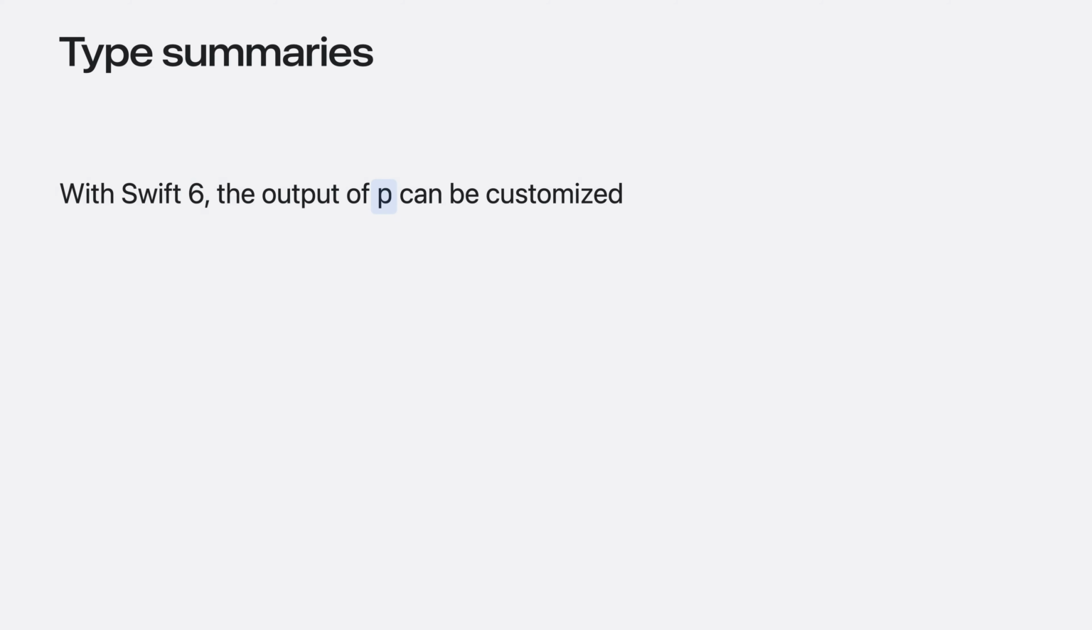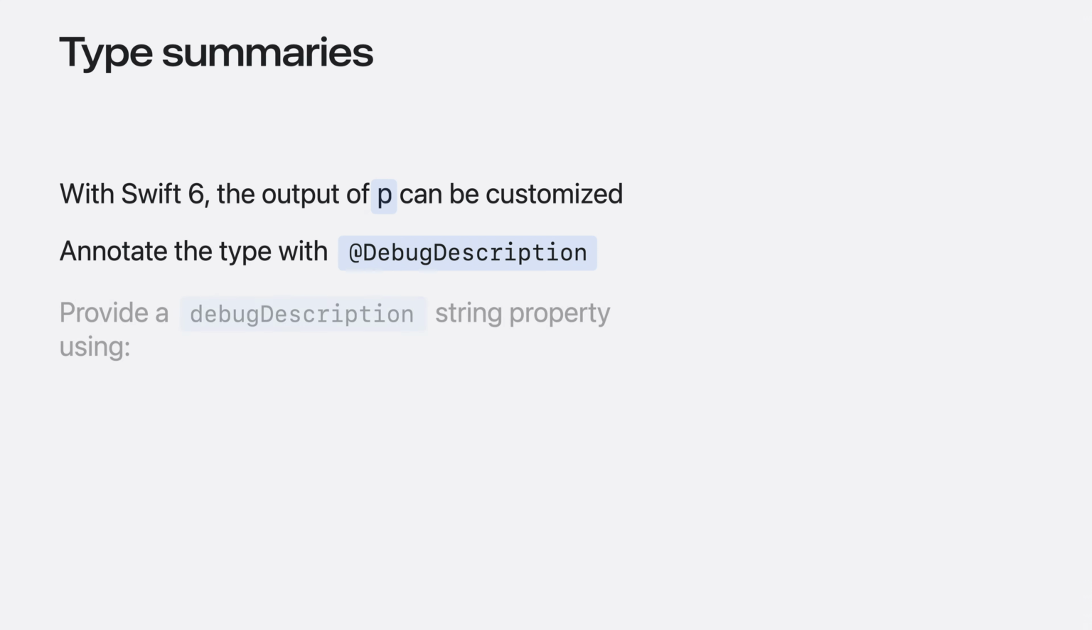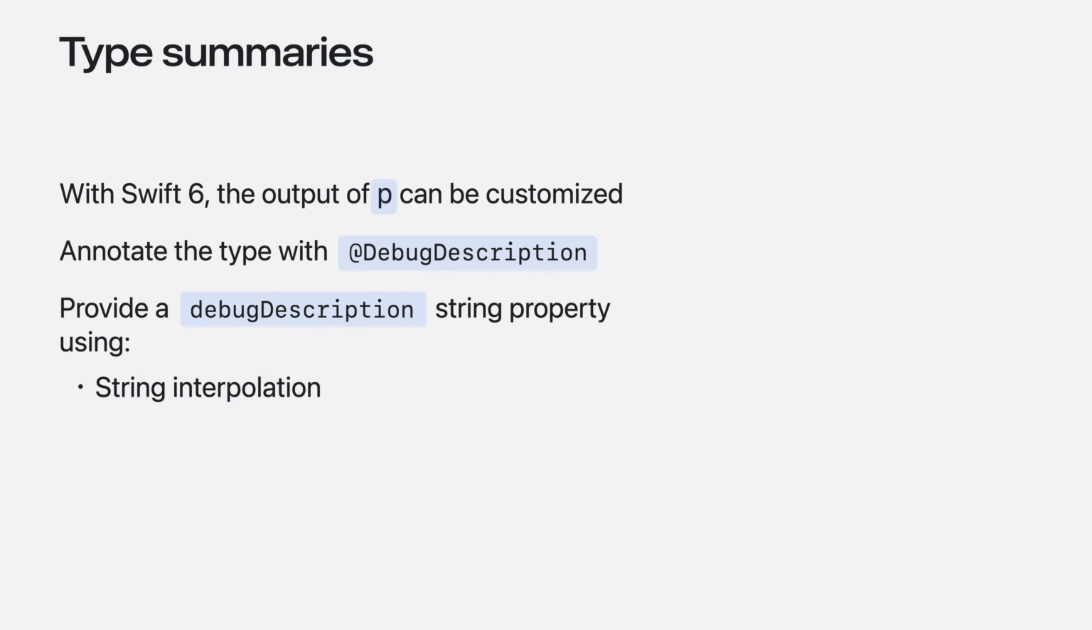LLDB has always provided a mechanism to customize the output of p and the variable viewer. Swift 6 introduces a mechanism to do so directly from source code, using the new DebugDescription macro. Besides annotating the type with this macro, we must also create a DebugDescription string property, summarizing the type. It must be created using string interpolation and stored properties.